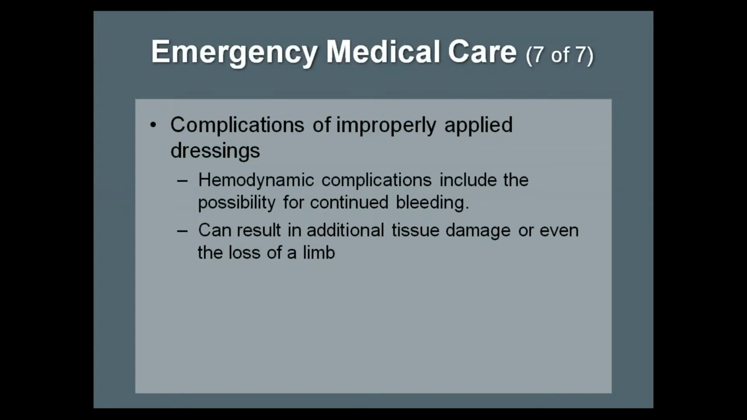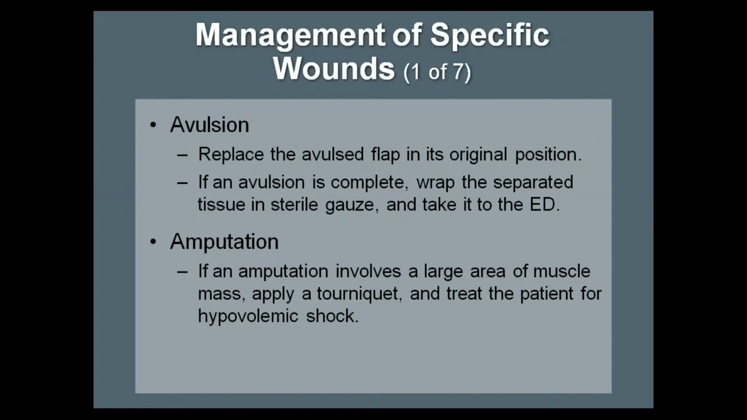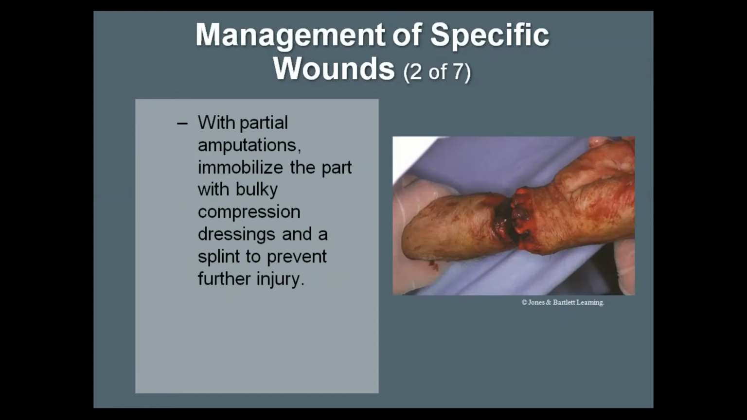Again, we talked about a couple of those disease processes, and whether or not there are blood thinners on board. Again, we've already gone over avulsions and amputations. For partial amputations, immobilize that part with bulky compression dressings and even a splint to prevent further injuries. If you can, by manipulation of the limb or body part, get a pulse back, then splint in place.